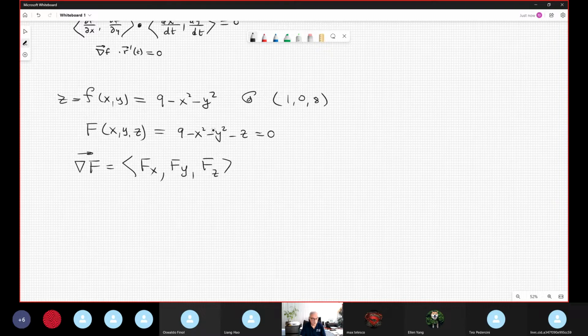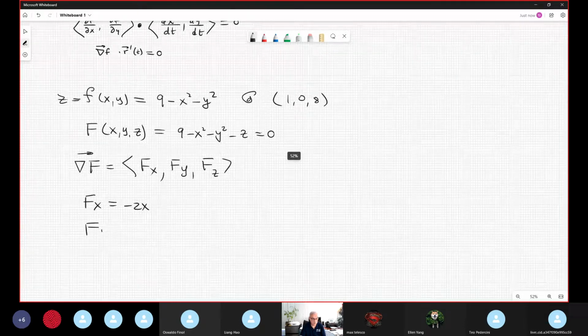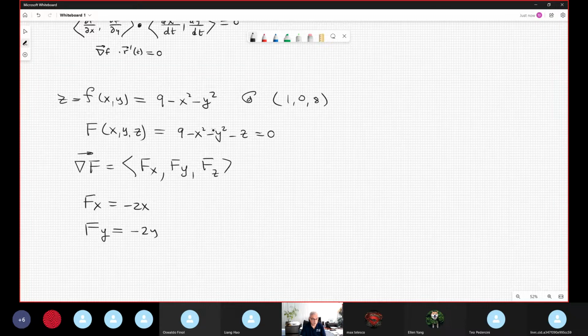The partial derivative with respect to x is minus 2x. The partial derivative with respect to y is minus 2y. The partial derivative with respect to c is negative 1. Look at that, it's negative 1. Therefore, our gradient. Well, evaluate at the point.